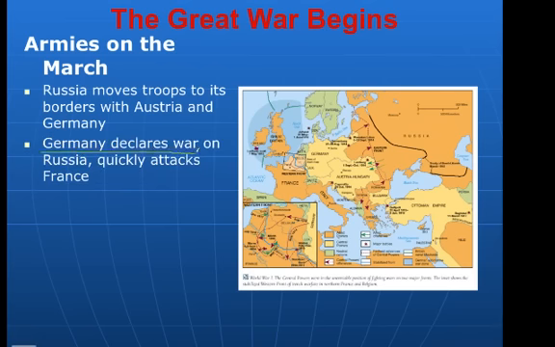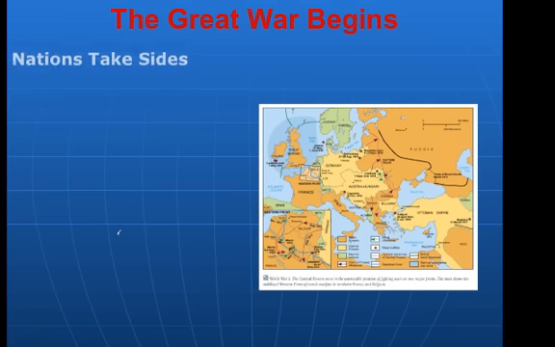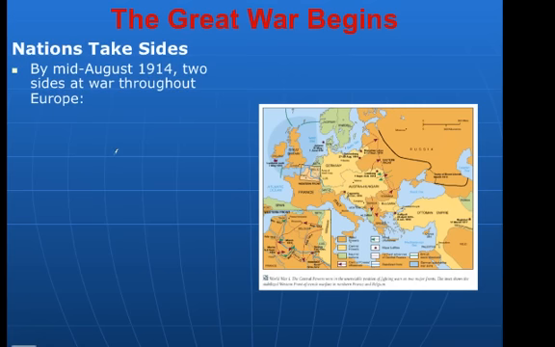Germany declares war on Russia and quickly attacks France. Alright? They go right through. Great Britain declares war on Germany. Alright? So that's kind of what started the war. Russians marching, and from there we go. Nations take sides. So very quickly, by mid-August 1914, two sides are at war throughout Europe.